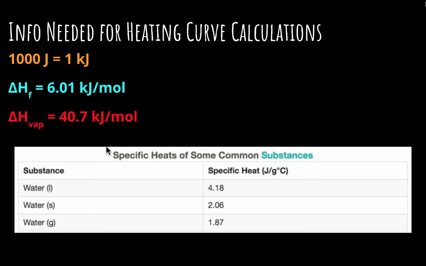Last thing you need are your specific heats. Notice we said solid versus liquid versus gas have different specific heats. Liquid water is the one we're familiar with, and it's still joules per gram degree Celsius. If we're talking about ice, then we use the specific heat for solid water. If we're talking about water vapor, we use the specific heat for water in the gaseous form.